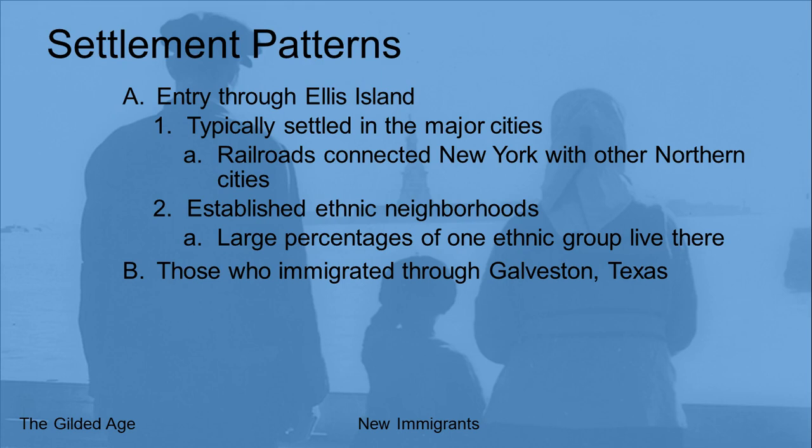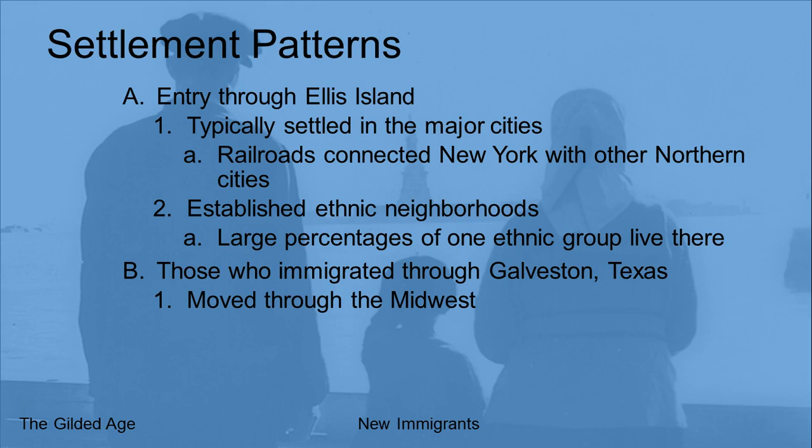Those that come in through Galveston might still have enough money to ride the train. The train isn't going to run east to west, though. It's going to run north-south. And so if you came in through Galveston, more than likely you settled somewhere in the Midwest.